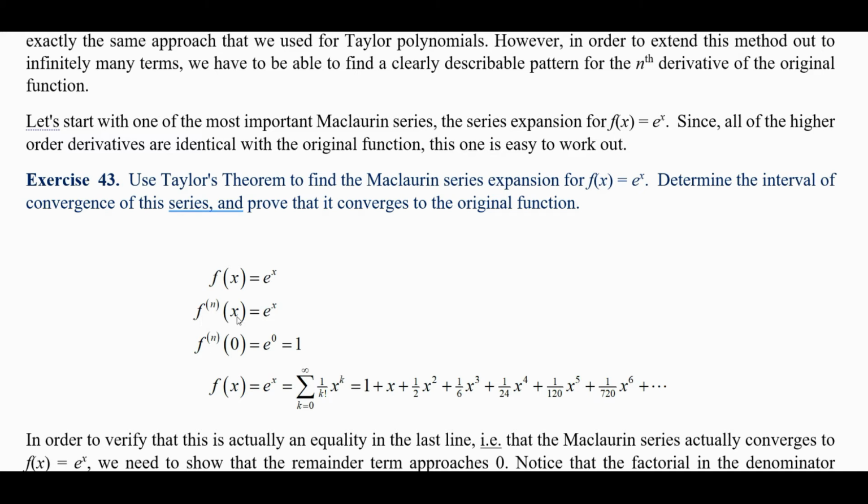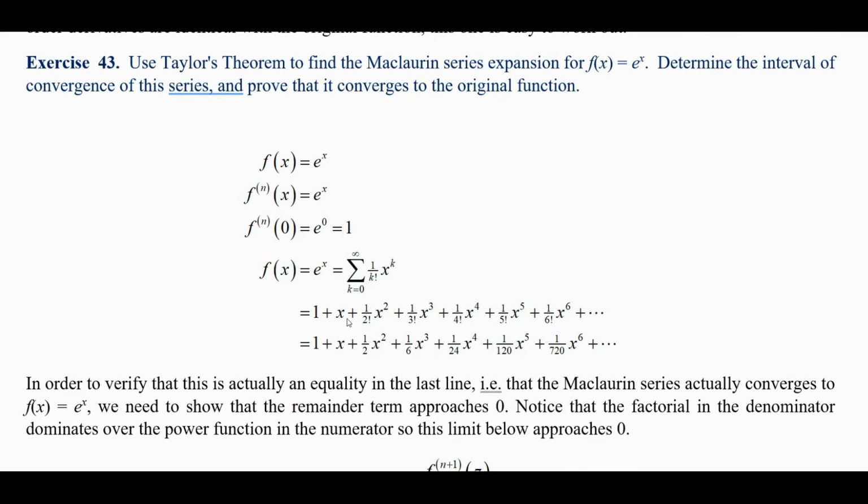So the nth derivative of the function e to the x is e to the x. And when you evaluate that at 0, e to the 0 is just 1. So the series for e to the x is just the sum from k equals 0 to infinity of 1 over k factorial x to the k. So that's 1 plus x plus 1 over 2 factorial x squared, so that's 1/2 x squared, plus 1 over 3 factorial x cubed, that's 1/6 x cubed, and so forth. So there it is written out a couple of different ways there.